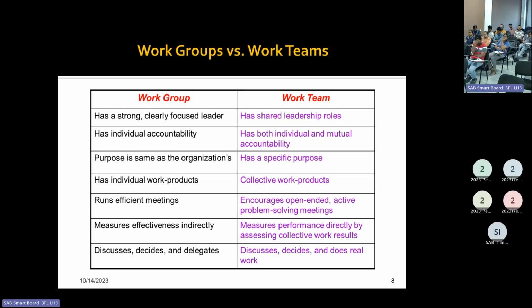Right. Then the next one is performance assessment or measurement. In a group, members' performance is evaluated indirectly, not actively, not directly. That means traditional performance evaluation methods can be used, assigned from the hierarchy.